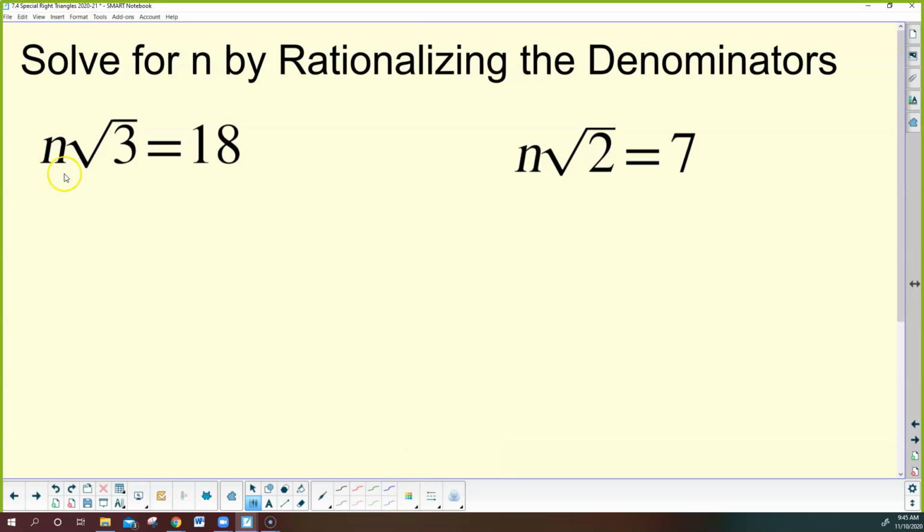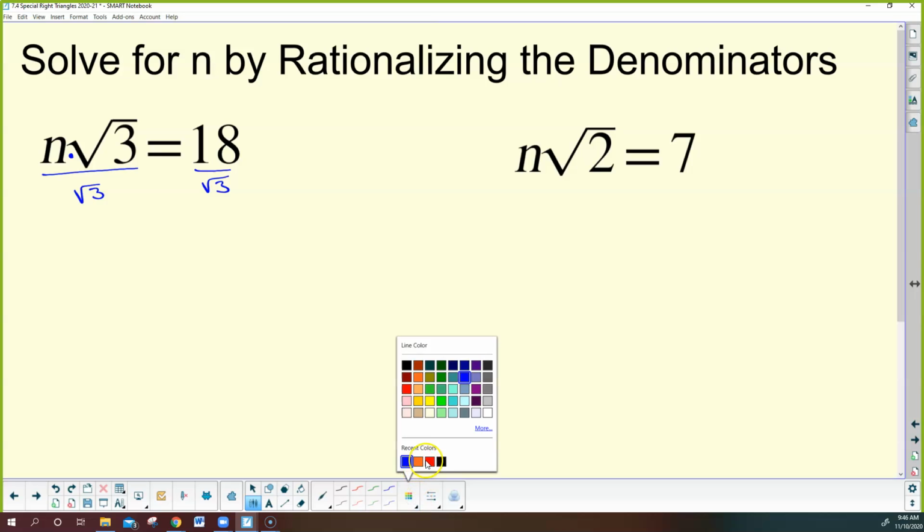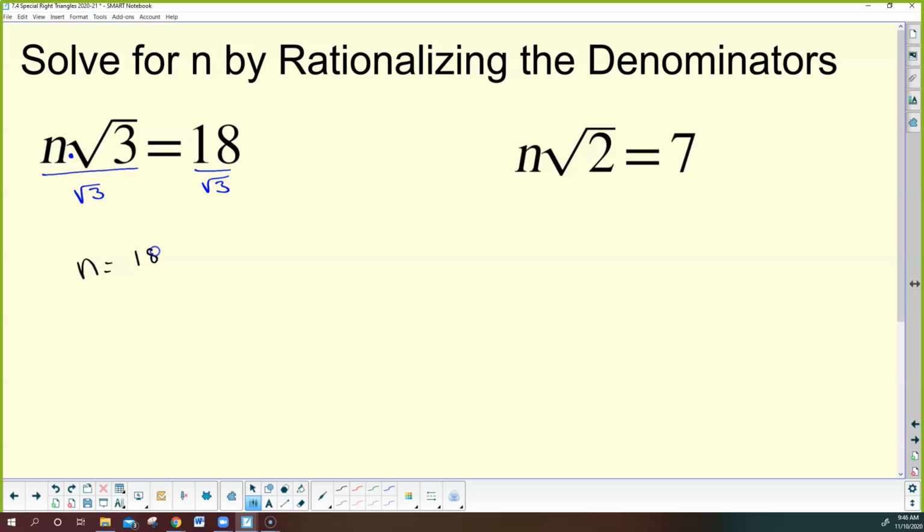And our goal here is to get n by itself. Now, when we read this, this is n times the square root of 3. So to get rid of a multiply by a square root of 3, I'm going to divide both sides by the square root of 3. Right? Nothing crazy. So I get an answer that looks like this.